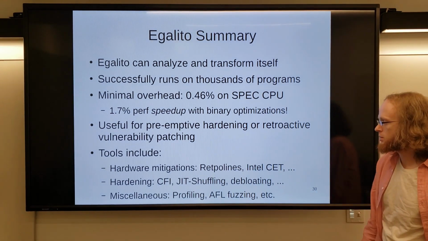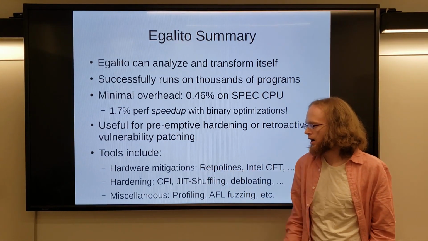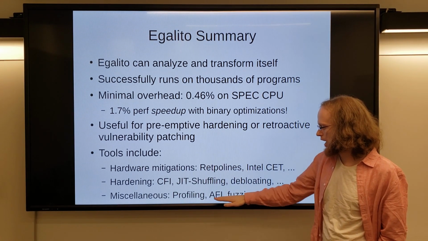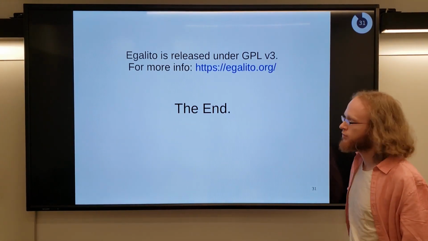We have a lot of tools implemented with Egalito, including some mitigations for hardware features, software hardening, and some miscellaneous stuff, including an AFL-compatible fuzzing backend. So that's all I have for today.